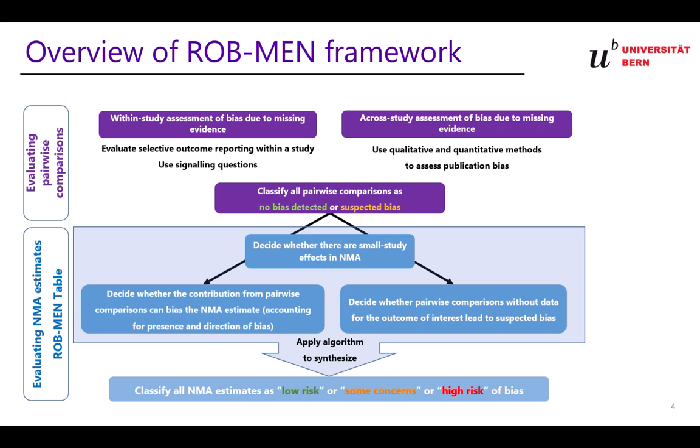Here, the overall bias levels for the pairwise comparisons from the previous part are integrated first using the contribution that the direct comparisons judged at bias make to each network estimate, then checking whether any of the unobserved comparisons lead to bias. And finally, we also look at the presence of any small study effects at the network level. These three elements are synthesized using some proposed rules to classify each network estimate as having low risk, some concerns, or high risk of bias.